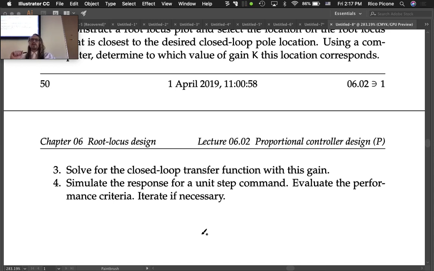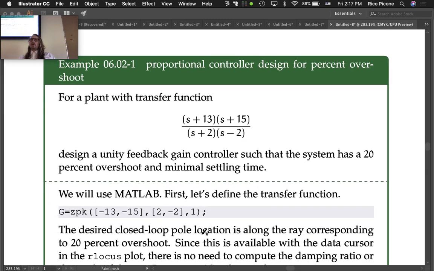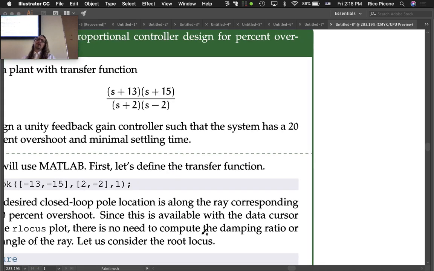All right, let's do an example, shall we? Proportional controller design for percent overshoot. So for a plant with transfer function given below, design a unity feedback gain controller such that the system has a 20% overshoot and minimal settling time. So there's sort of 2 requirements here, 20% overshoot and minimal settling time.